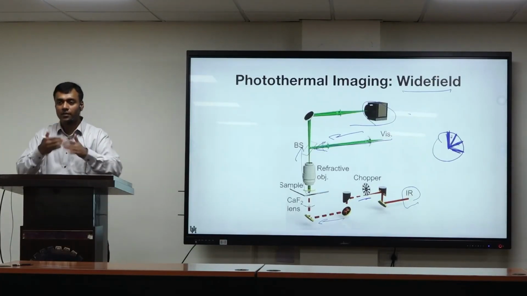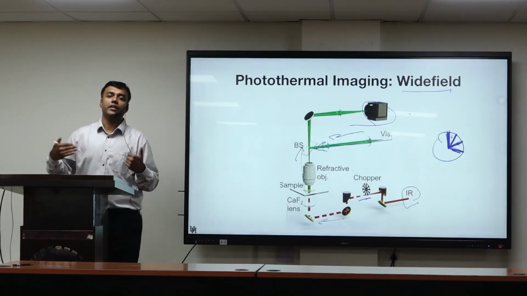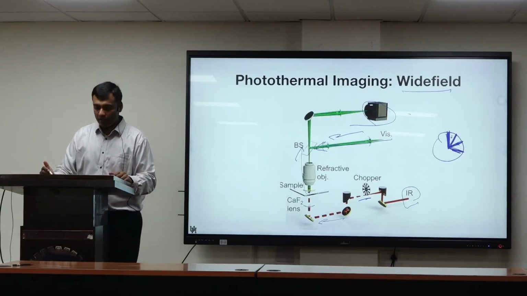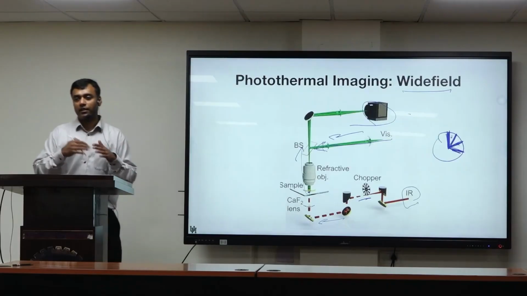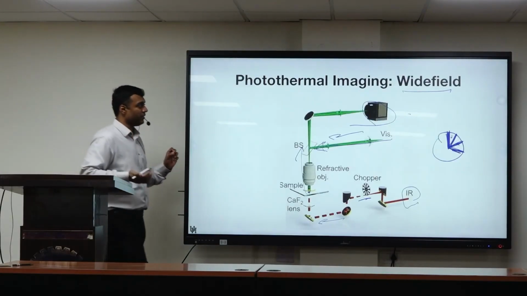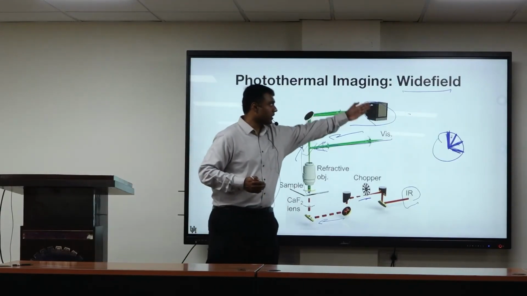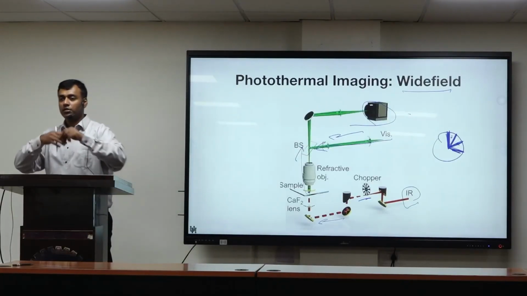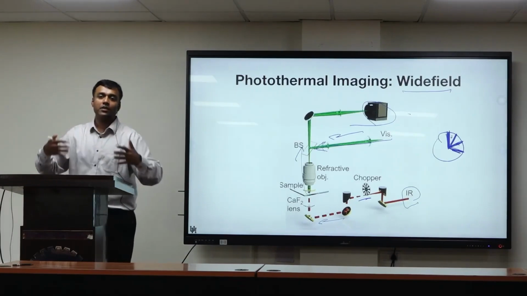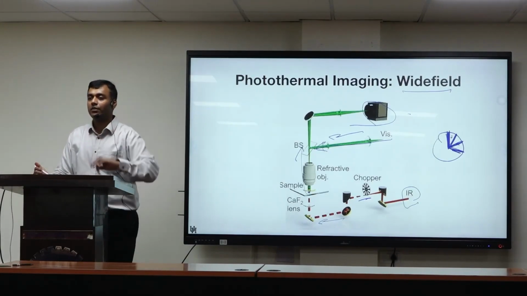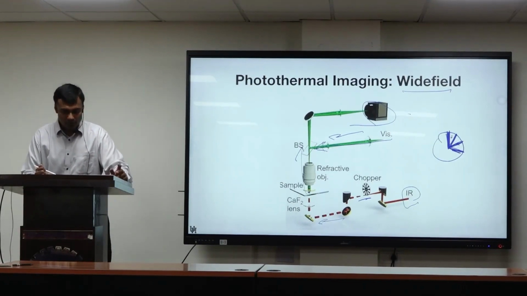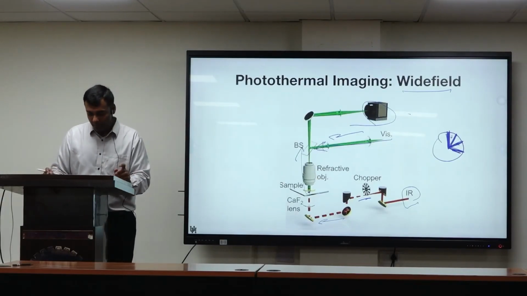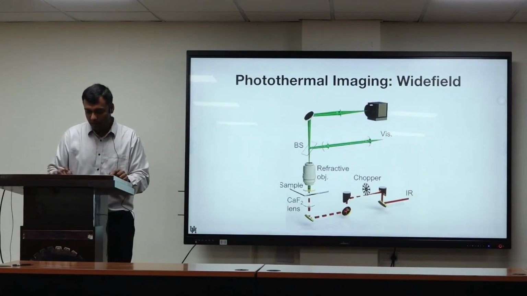You can subtract, or do some kind of data processing after you get all the data, so that you can get the photothermal effect. The advantage is that at every pixel you get an entire full image. After you do the data processing, you get a full cube of data. At every pixel, you get the photothermal signal. So that's the advantage of this kind of approach.